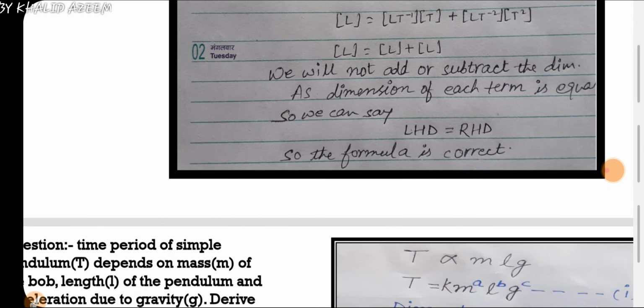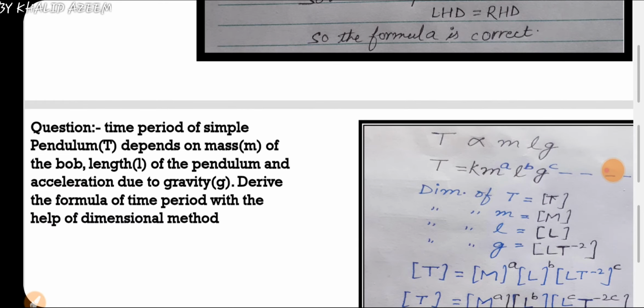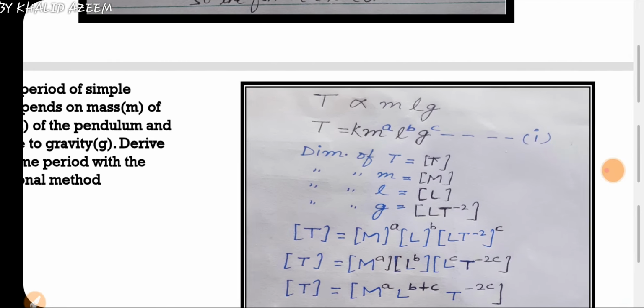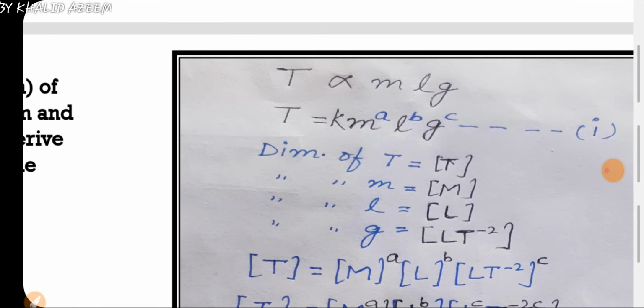Next, how to derive the formula with the help of the dimensional method. So here is a question again. Time period of a simple pendulum depends on mass m of bob, length L of the pendulum, and acceleration due to gravity g. Derive the formula of time period with the help of dimensional method. So first of all, I am writing, as you can see, time period T proportional to m, L, and g. It means time period depends on mass, length, and acceleration due to gravity.